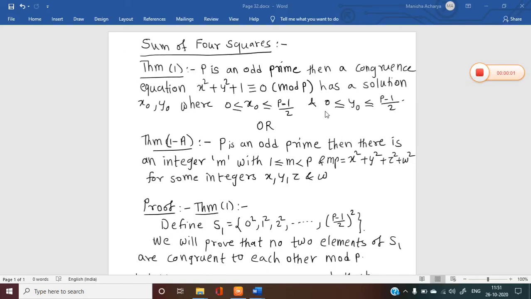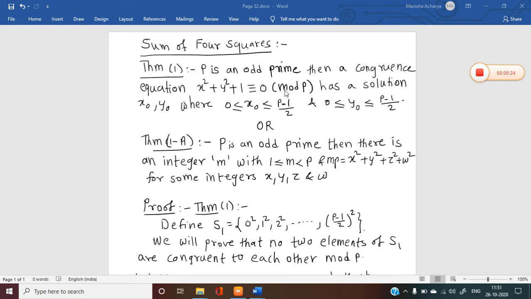Hello dear students, here we start with the last topic of unit 2, that is sum of four squares. Before this we have studied that the prime numbers of the form 4k plus 1 can be expressed as sum of two squares. That means the prime numbers which are congruent to 1 modulo 4 can be expressed as sum of two squares.